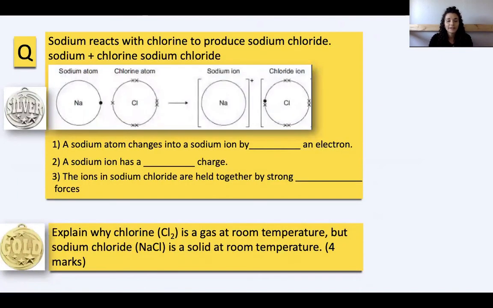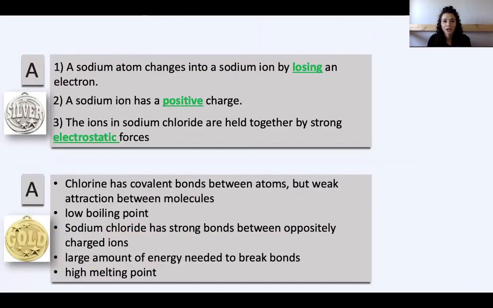The reason that chlorine is a gas at room temperature, but sodium chloride is a solid at room temperature, is because chlorine just has covalent bonds between its atoms, and they're really weak. So it has a really low boiling point. Sodium chloride is one of these ionic compounds that we've been talking about, isn't it? So it's got these really strong bonds between the oppositely charged ions. Remember, we looked at that lattice structure of the strong bonds between the oppositely charged ions. Therefore, it needs a lot of energy to break those bonds, and that means it has a high melting point. So it's a solid at room temperature.